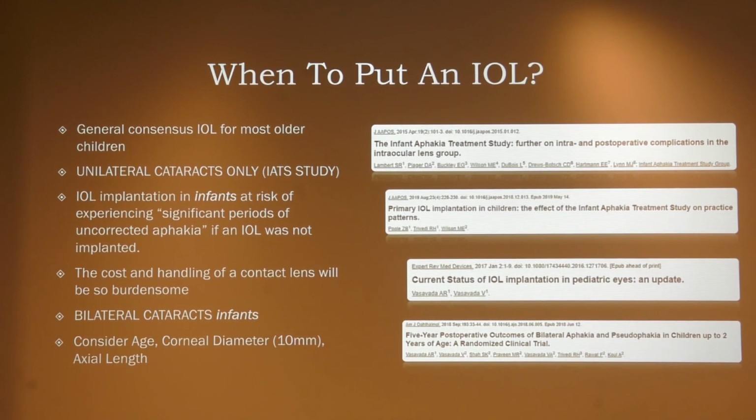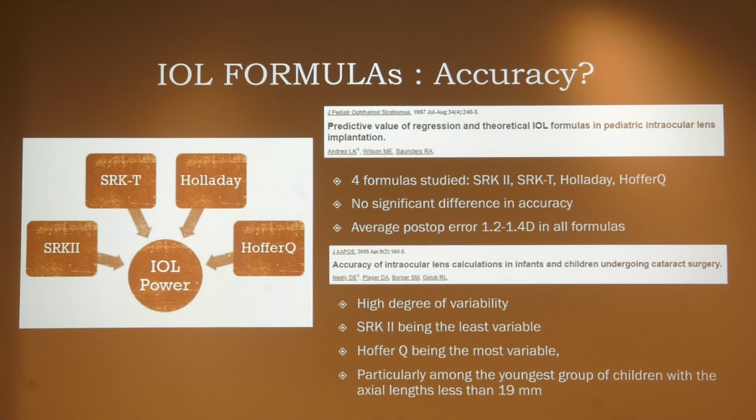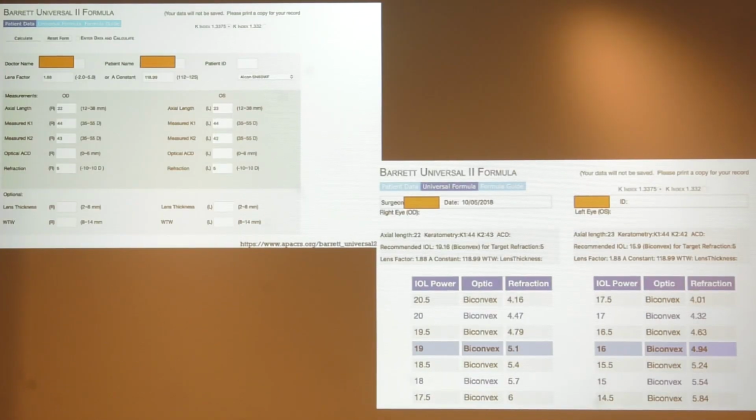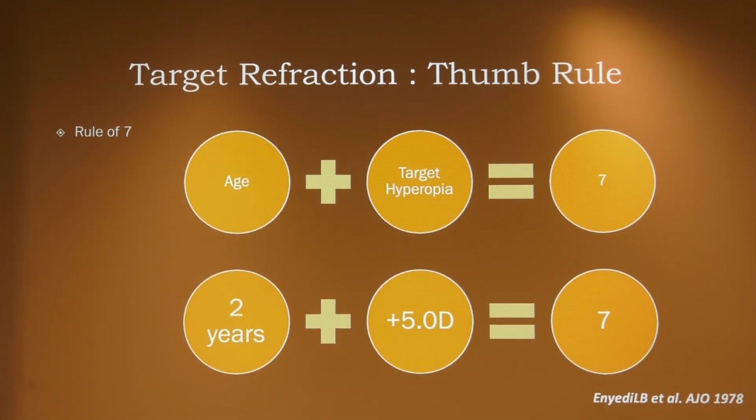The bilateral cataract study by Dr. Vasavada also considered the age, diameter, and the axial length whenever you're deciding what IOL formula to use. A lot of papers are there, and SRK II has been the least variable and often used. I also prefer to use the Barrett's calculation because it's much easier nowadays. The thumb rule, when you're talking about myopic progression, that I use is the rule of 7, where I use the age and the target hyperopia, and the total should be 7. This is usually for 7 years of age or less.